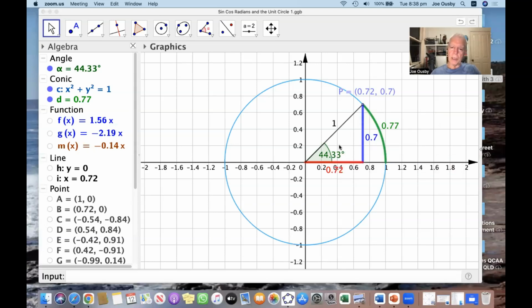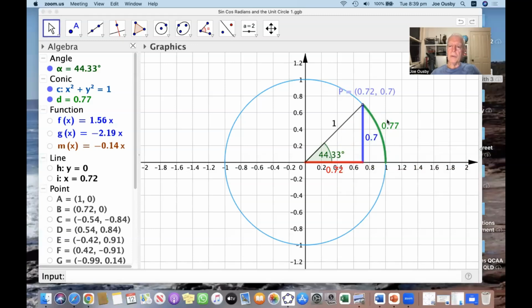However, notice that also 0.77 is the length of this line here. This is the size of the angle in radians. The radian measure is simply the length of that line there, the length of that arc.